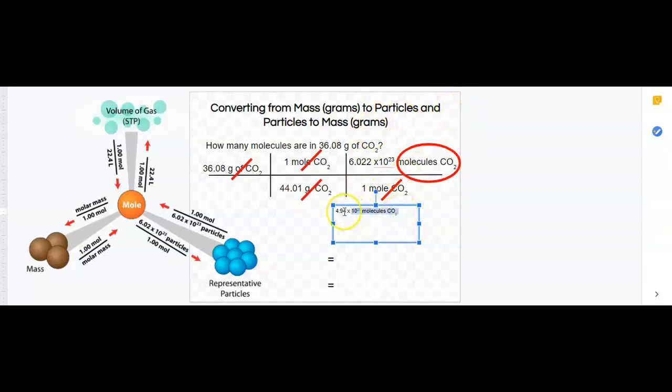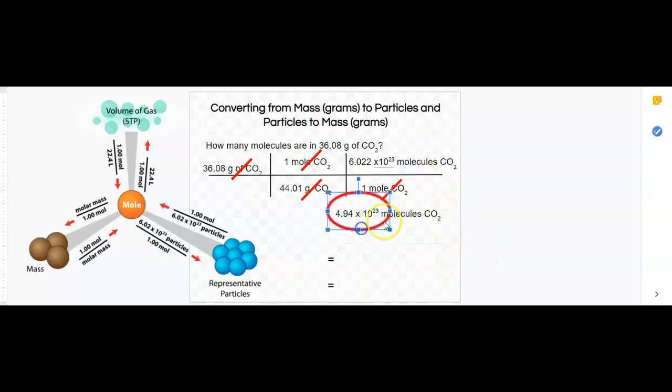And that's my final answer. Let me make it a little bit bigger so that you can see it. So that's how the conversion process works. Again, it's really just like what we have done the past few weeks. But now, instead of stopping at the moles or stopping at the grams, we're going to go all the way to molecules or atoms. That concludes this video.